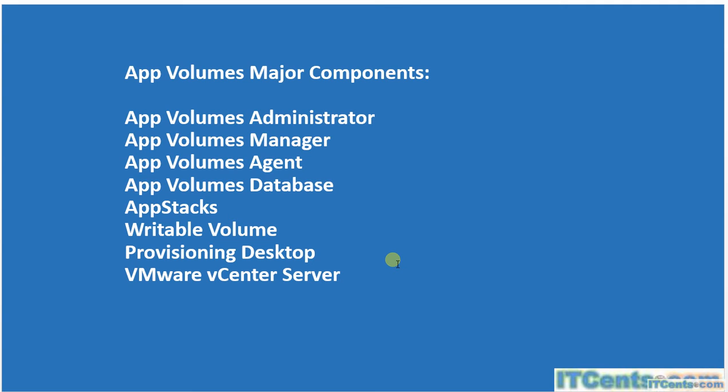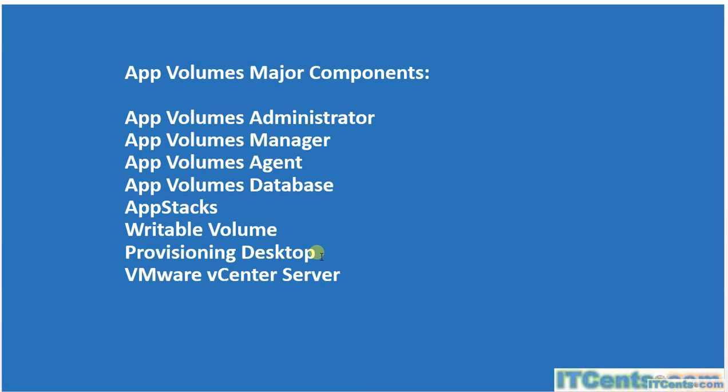And App Volumes requires a SQL Server database. In my lab environment, I'm using SQL Express, which works fine. App stacks, as I mentioned, are readable containers which contain the applications that you provision or deliver to users, which are basically VMDK files. And a writable volume is another type of VMDK file, but it's writable. It allows users to install their own applications.